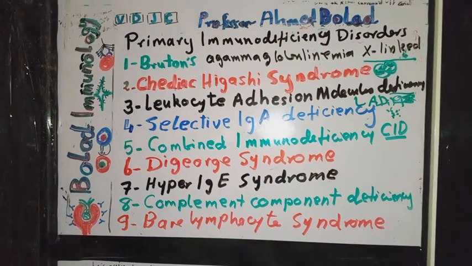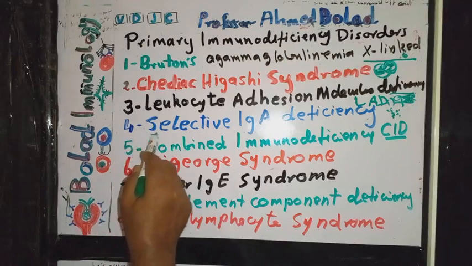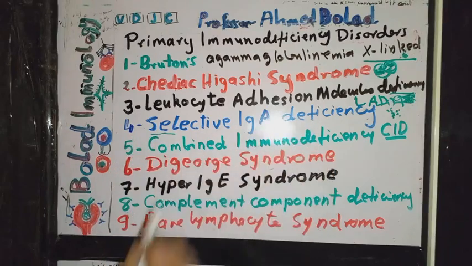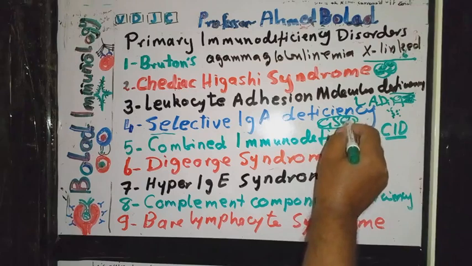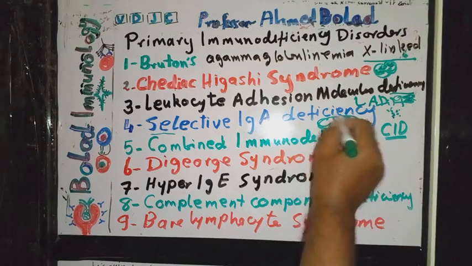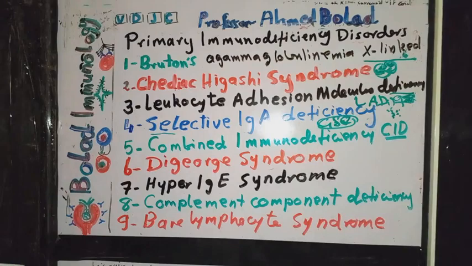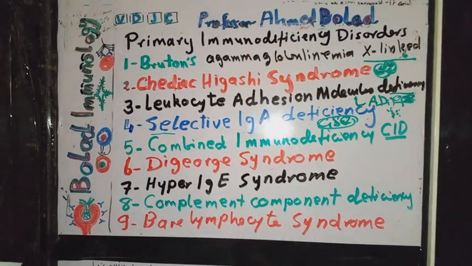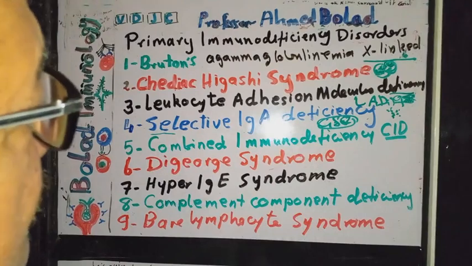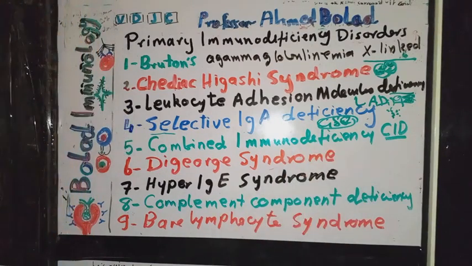Okay, now I'm going to talk about selective IgA deficiency as a primary immunodeficiency disorder. In patients with gluten sensitive enteropathy, or some of these patients, maybe around 3 to 5%, may suffer from selective IgA deficiency, and as you know, these patients have an allergy to gluten gliadin.